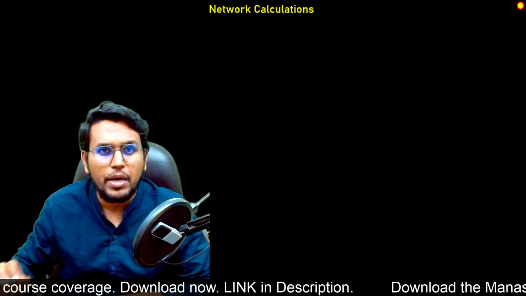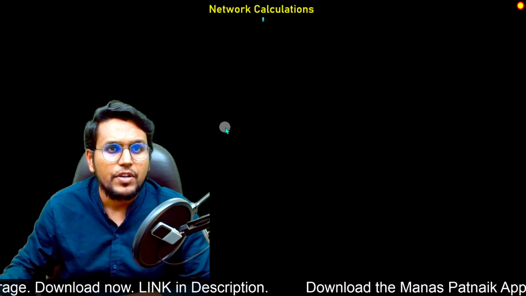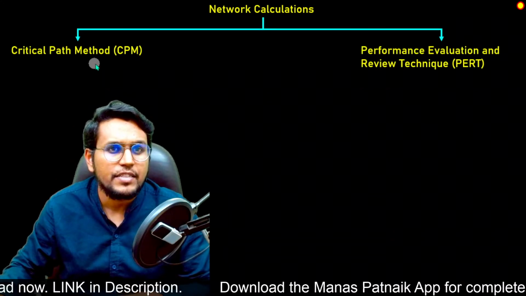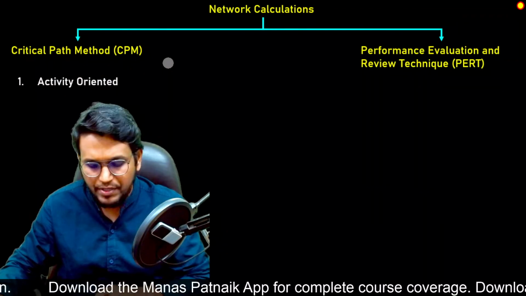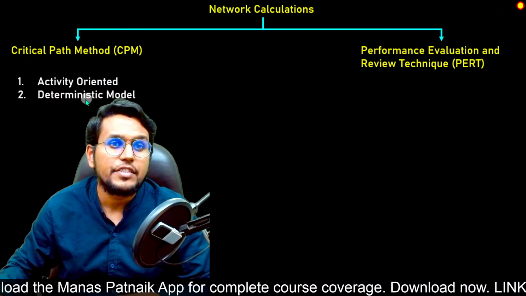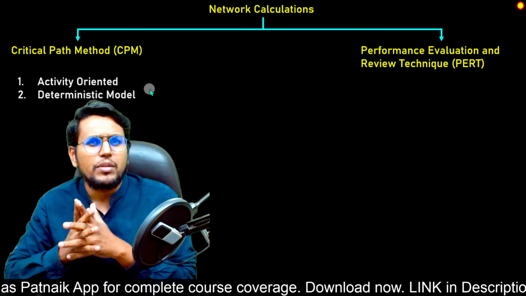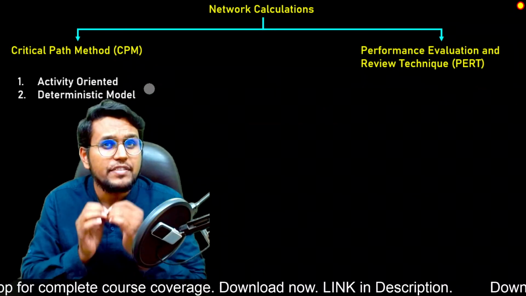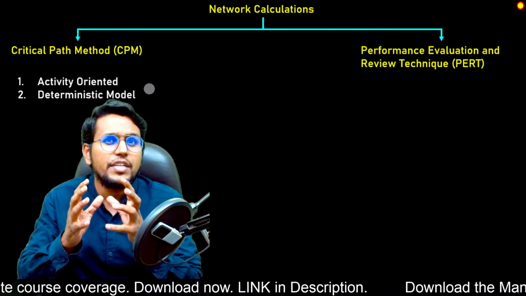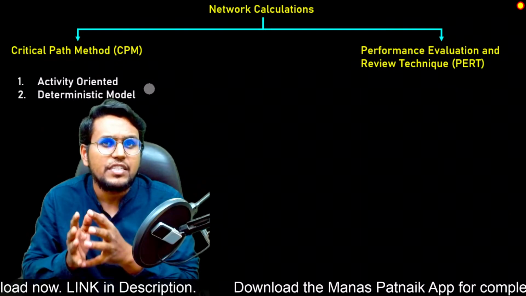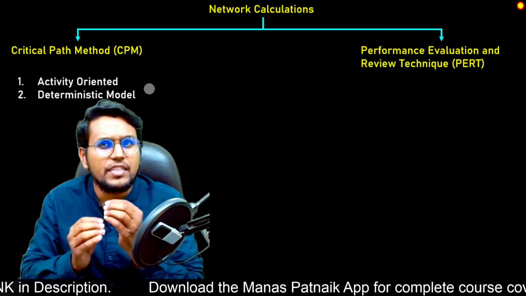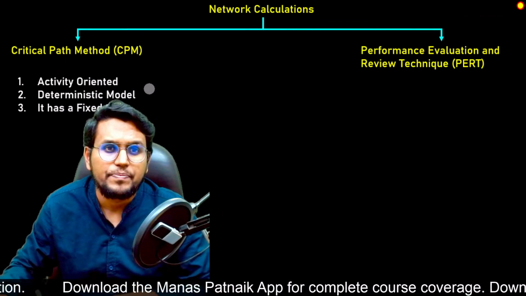So today we will understand CPM and PERT. Let us start one by one. First let us see what there is in CPM. CPM is basically activity oriented. We'll come back to it very quickly. And it is a deterministic model. Deterministic model means when the activities have fixed time, we only require to calculate the total amount of time that will be needed to complete the project, and nothing else matters much.